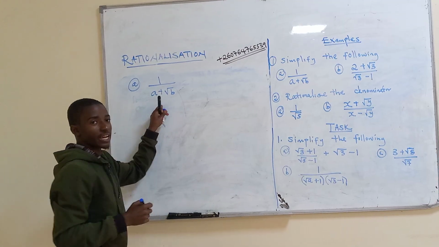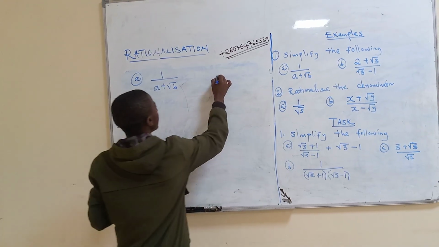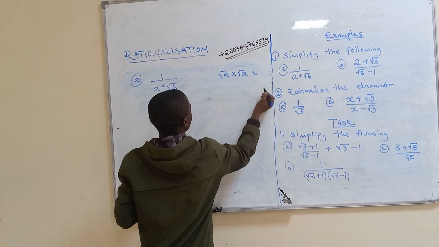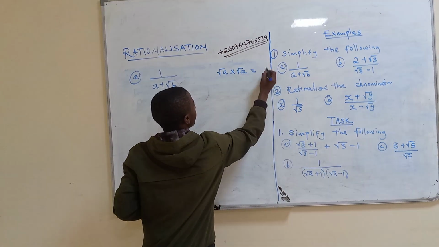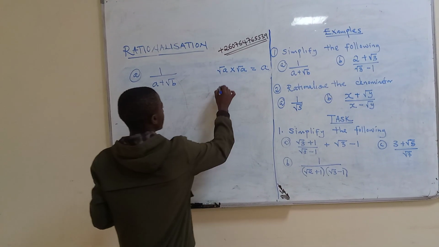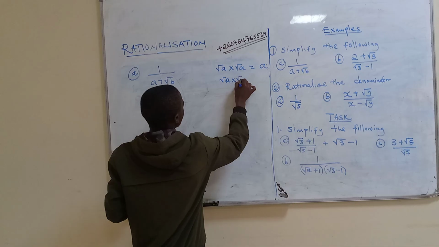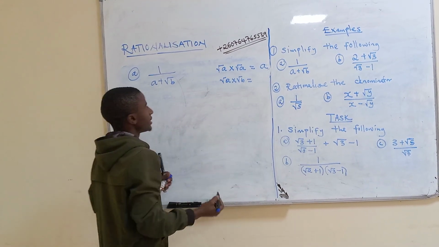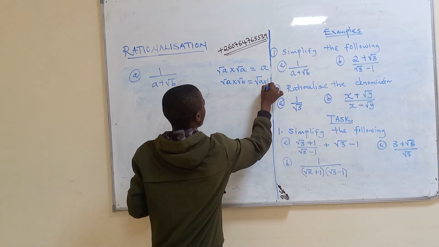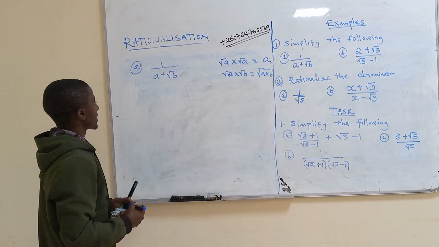Before I start solving this kind of question, what you should bear in mind is that when you are multiplying the square root of a by the square root of a, this will result in a. But when you are multiplying square root of a by square root of b, this simply means that you are multiplying what is inside the square root, so that is a multiplied by b. So now we can start solving this example.